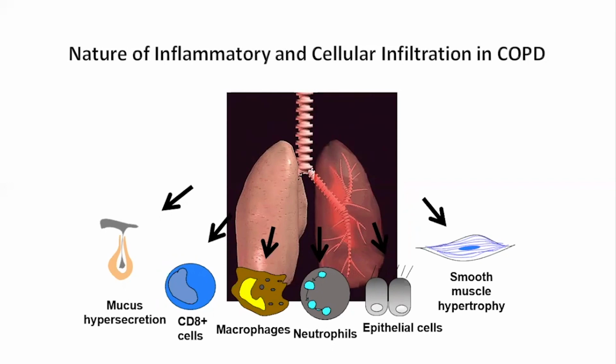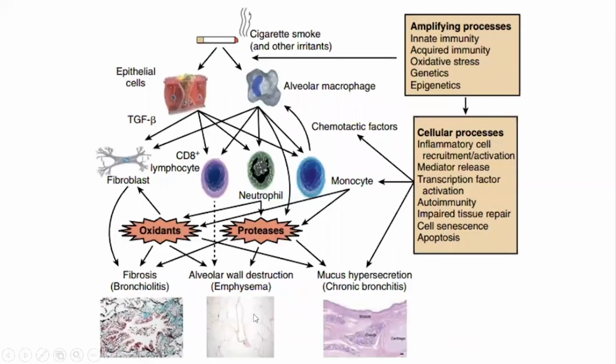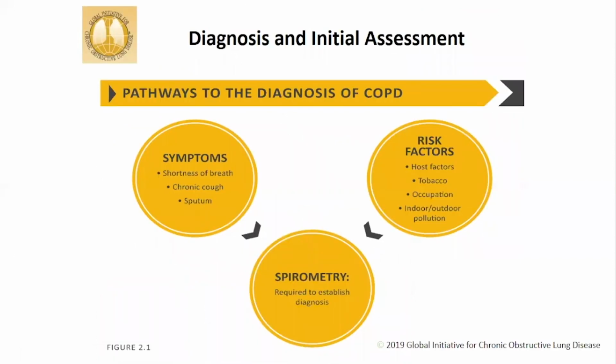Now, I'm showing here a slide that demonstrates the different types of cells that can eventually give out inflammatory agents that can lead to the destruction of our lung. And eventually, they can lead to emphysema, which means destruction of the alveoli, and mucus hypersecretions, which we call chronic bronchitis. So again, a patient with COPD will be somebody who will be having chronic cough and progressive shortness of breath.